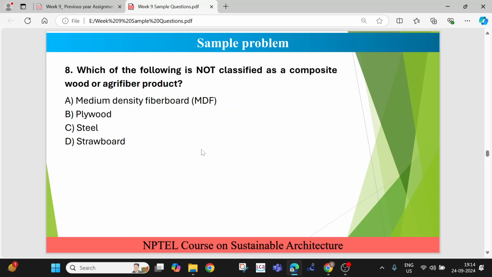Apart from that, the composite wood and agri-fiber products include all the options, whether it is particle board, plywood, wheat board, or straw board, panel substrate, or door cores, which are made from wood fibers or agricultural byproducts. But steel is a metal, as you can identify very well, and does not fall in this category, making it the correct answer for this question. Fine.